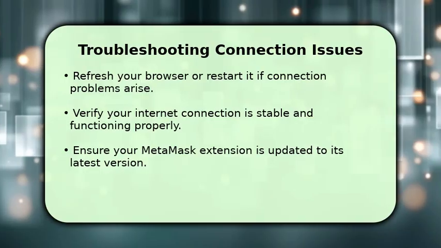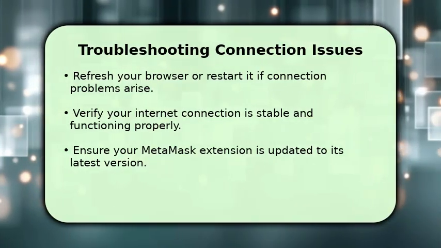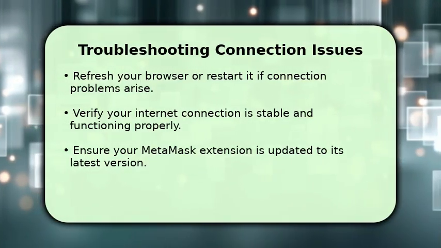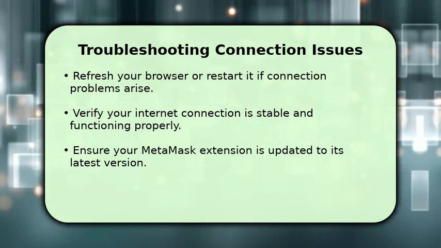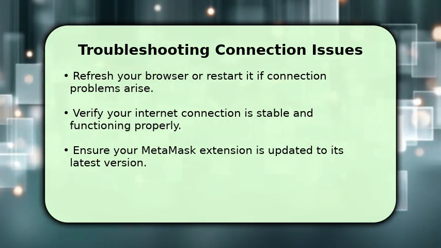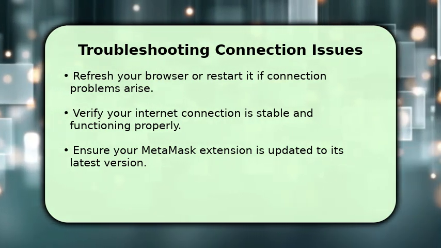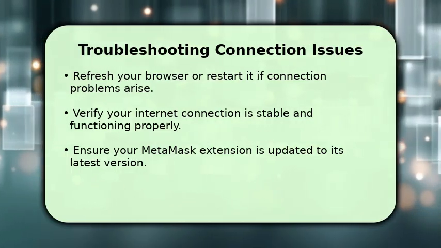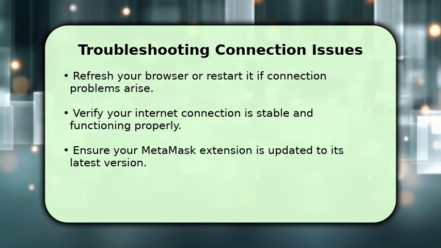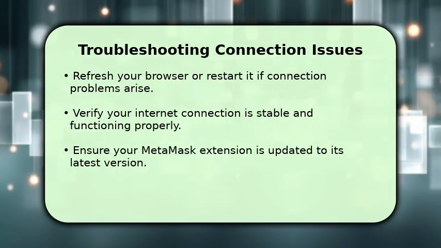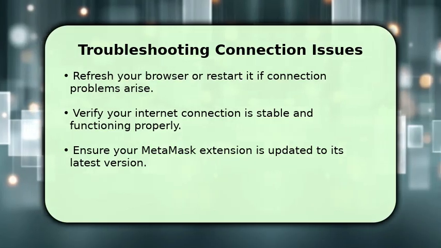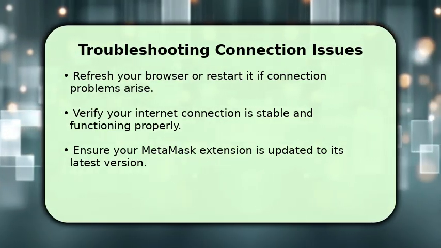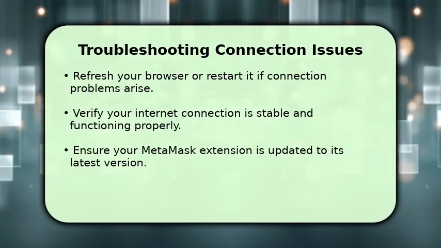If you encounter any connection issues, there are a few simple troubleshooting steps. First, try refreshing your browser or restarting it completely. Next, always verify that your internet connection is stable and working correctly. Also, make sure your MetaMask extension is updated to its most recent version, as older versions might have compatibility problems. These steps often resolve common connection glitches quickly.